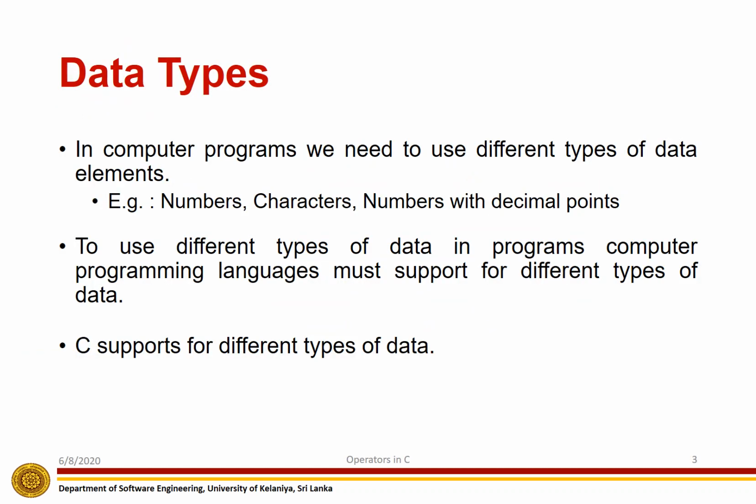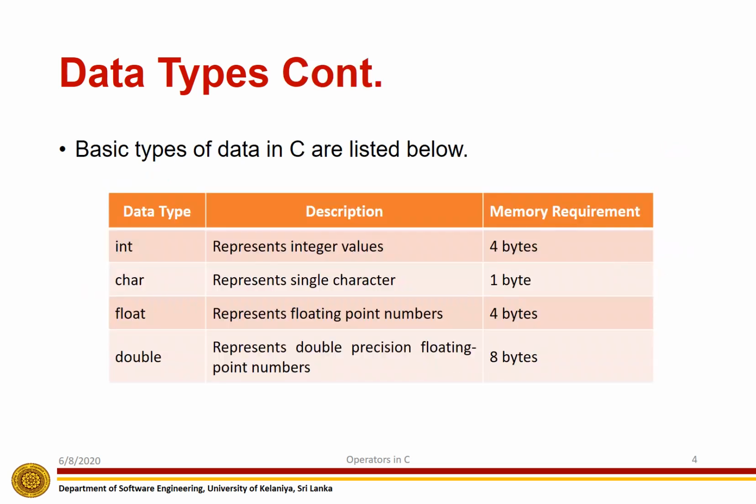First, data types. It means types of data. In computer programs we need to use different types of data elements, for example, numbers, characters, numbers with decimal points, and etc. To use different types of data in programs, computer programming languages must support different types of data. The C language also supports different types of data.